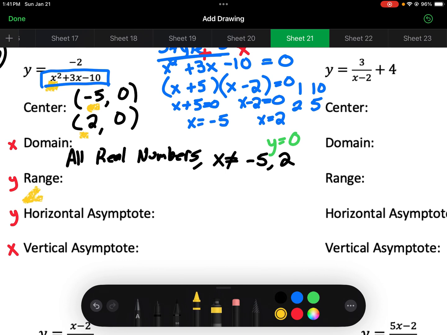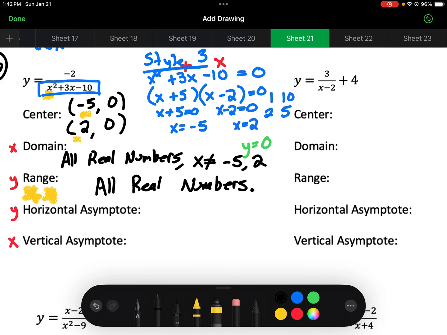Range, only on style 3, is a little bit different. What we're going to get is all real numbers, period. There is no y that is restricted here. We end up actually getting y values of zeros from this. There is no restricted y value here, and that's only for style 3.